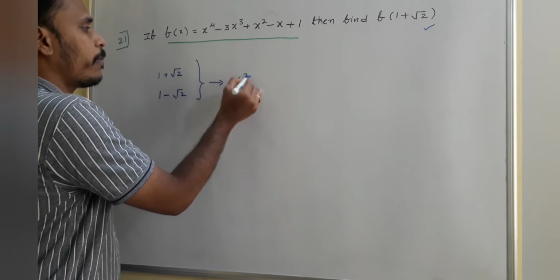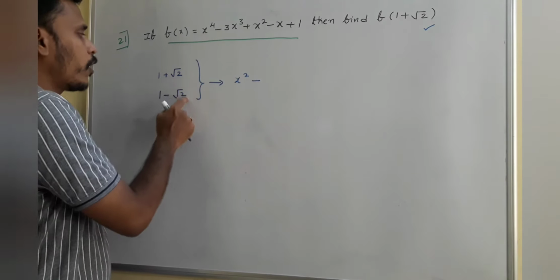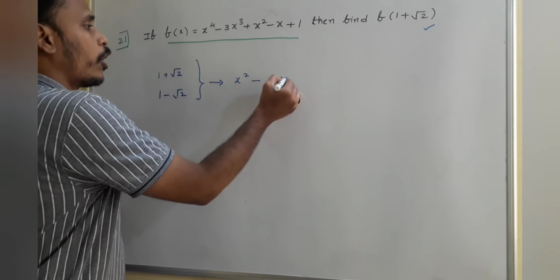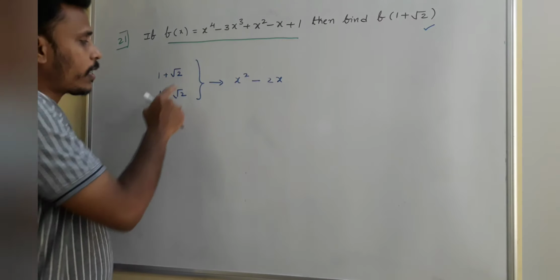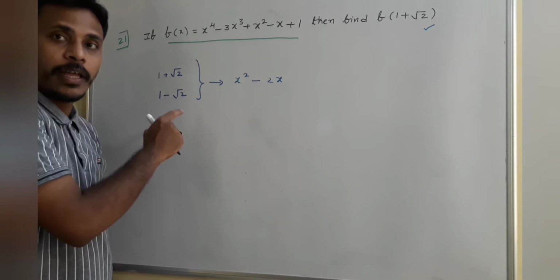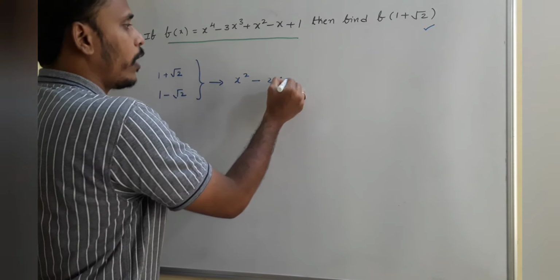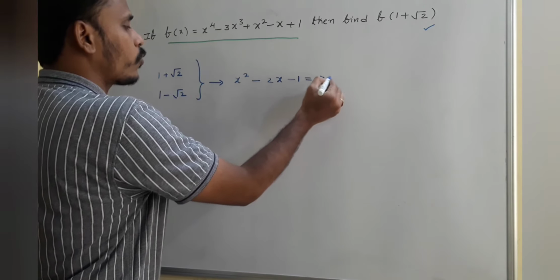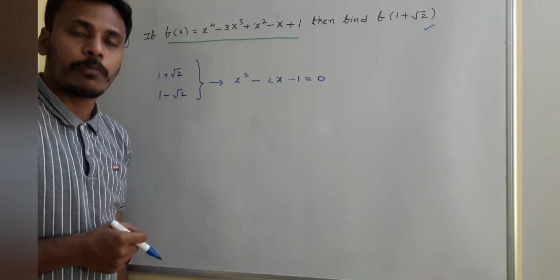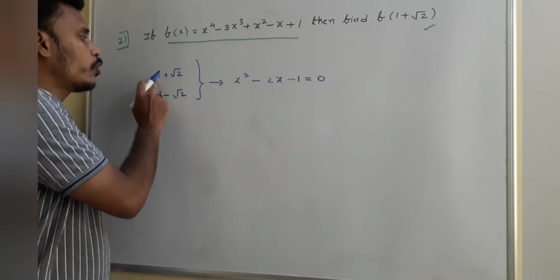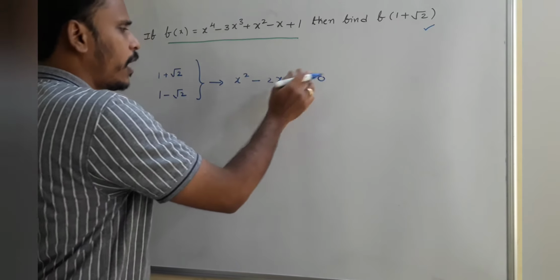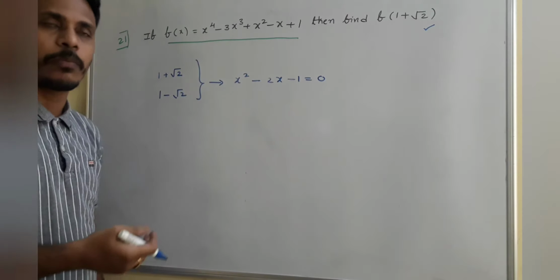So x square minus the sum of the roots, which is 2, so 2x, plus the product of the roots we need to mention. What is the product of the roots? a square minus b square, 1 minus 2 is minus 1. So x square minus 2x minus 1 is equal to 0 is a least degree polynomial over rational numbers whose one root is this 1 plus root 2. Okay, this is the polynomial actually, and if you write it is equal to 0, that will become the polynomial equation.